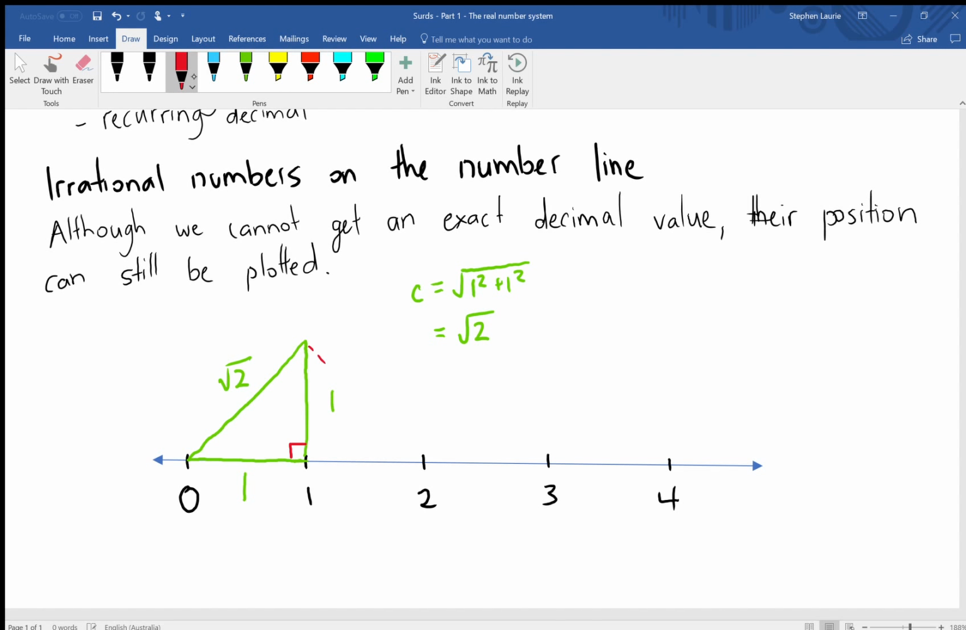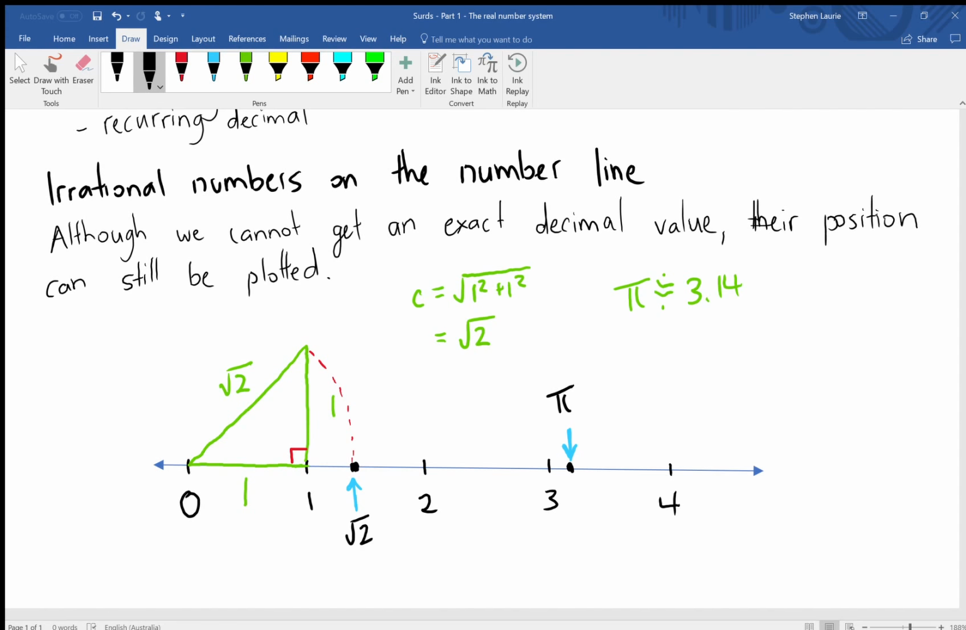What's another one? Pi, we talked about how pi is one that we already know. If we put that into our decimal, we'd get approximately 3.14. So that means pi can be plotted about there on our number line. So we can plot our irrational numbers. That's the moral of the story.